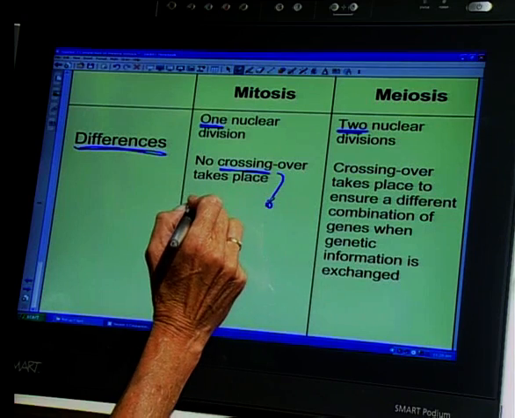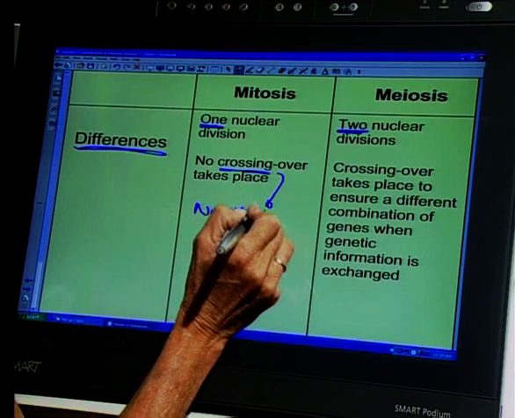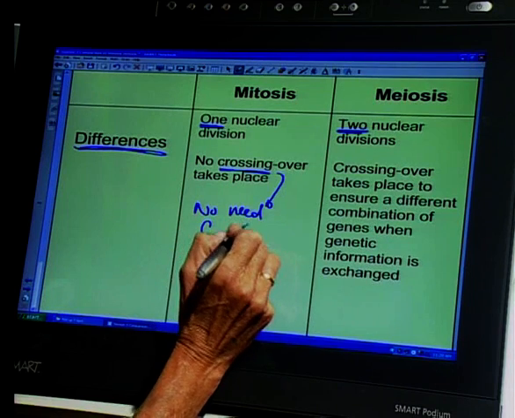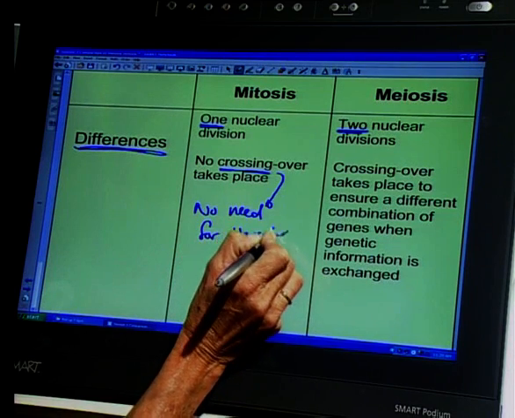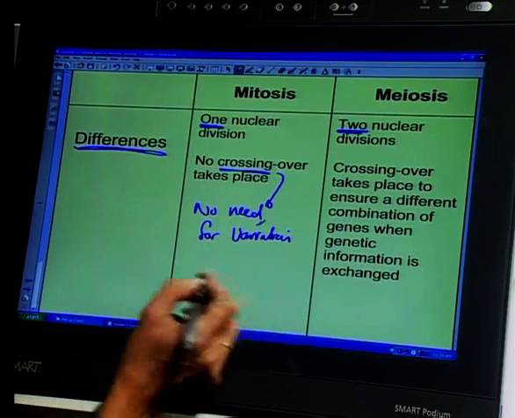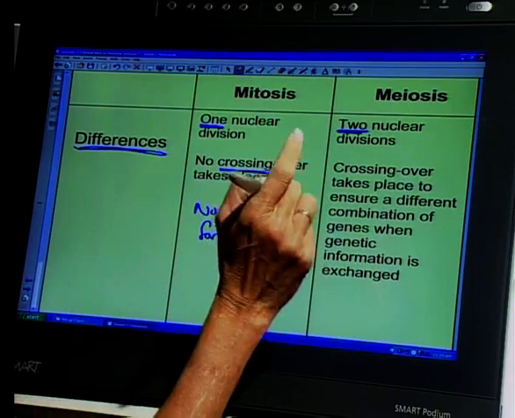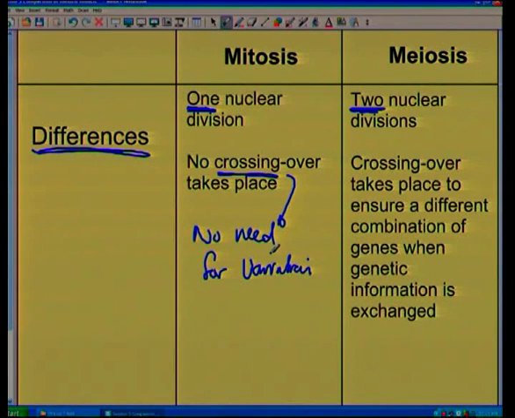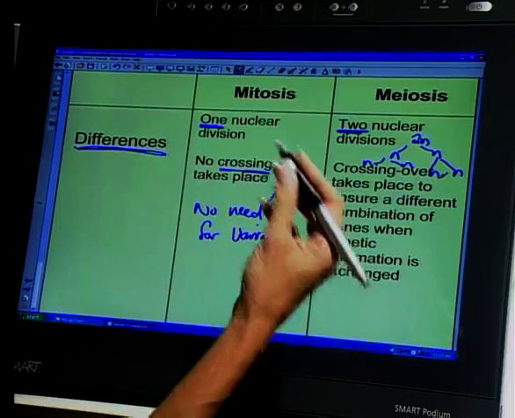Why? Because there is no need for variation. Whereas with meiosis, we have 2 nuclear divisions. One is to reduce and then to duplicate. So here we're going to have 2N, then becomes N, and the N's then duplicate, so we've got lots of them. And all you have to do is think of the number of sperm that are produced, or male gametes.